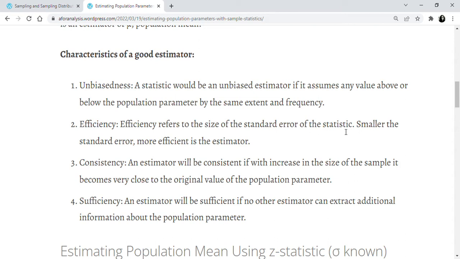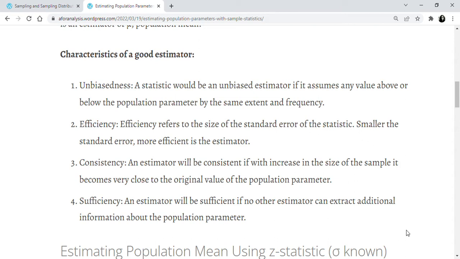Sufficiency. An estimator will be sufficient if no other estimator is required to extract additional information about the population parameter. So if we are trying to estimate one population parameter, and with the help of one sample statistic we are able to do that, we don't need any other sample statistic, then that one sample statistic will be sufficient as an estimator. That's what we can say.